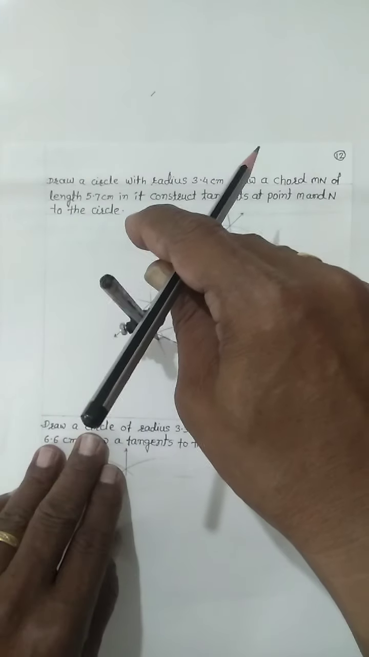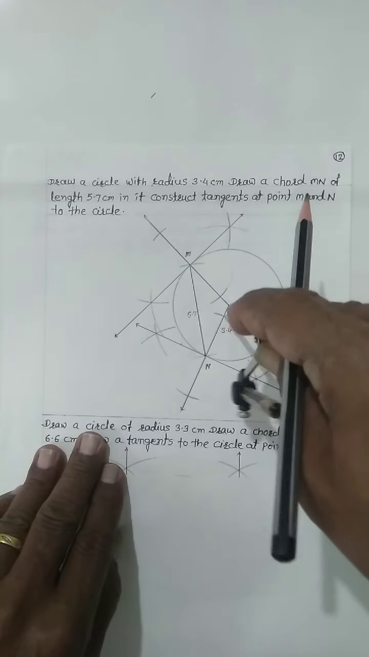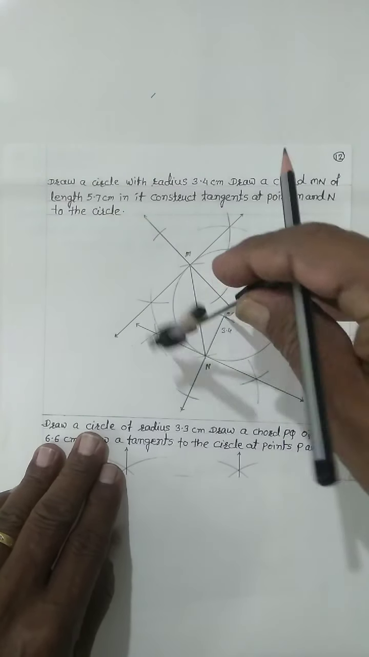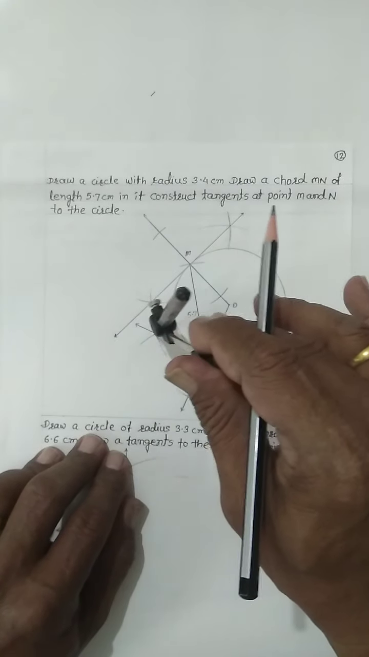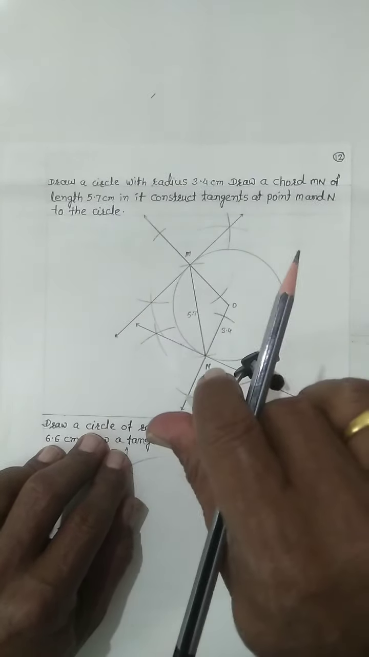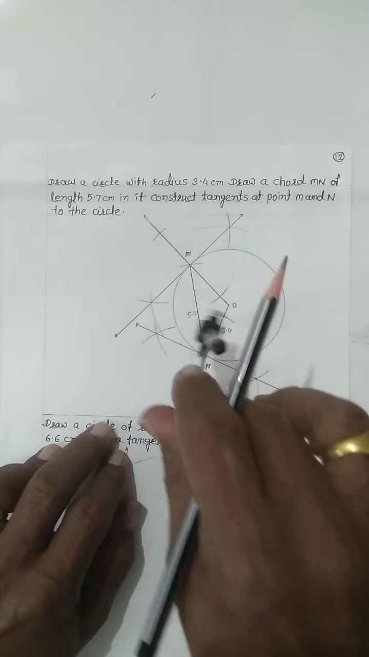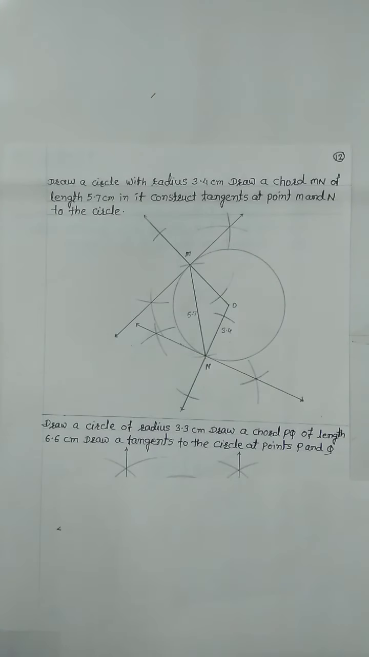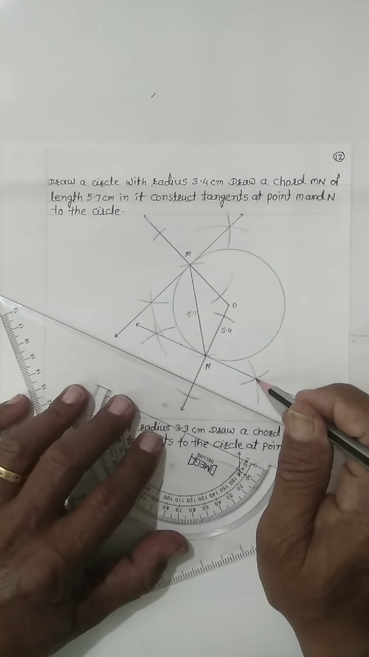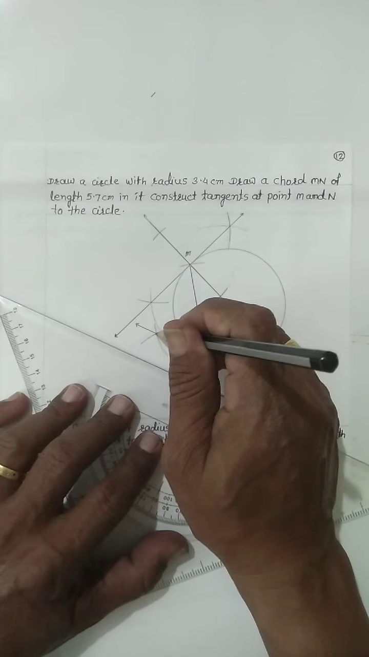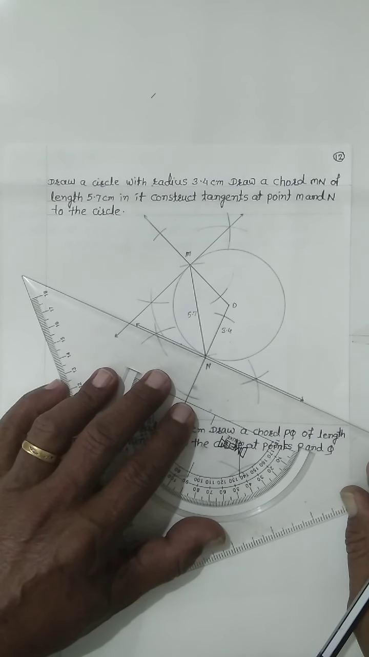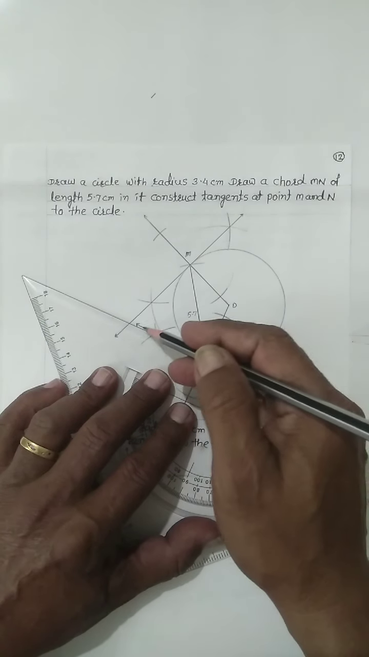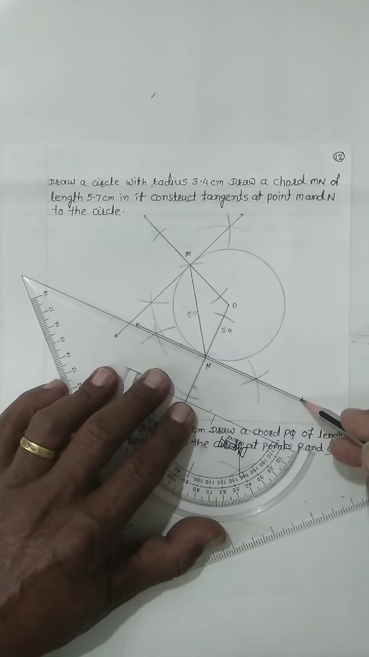Now on this side there is one arc and on the opposite side this is the second arc. Then put this distance as it is and draw the arc again, this second arc in this way. These two arcs intersect the previous arcs, and draw the line through this intersecting point of these two arcs. This line is the tangent to the circle at point N.